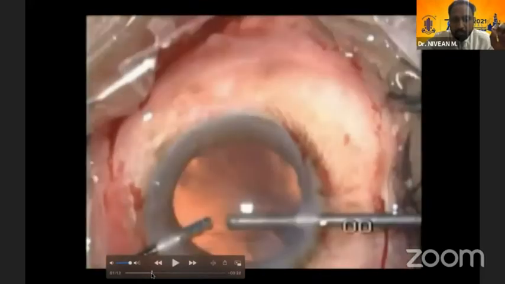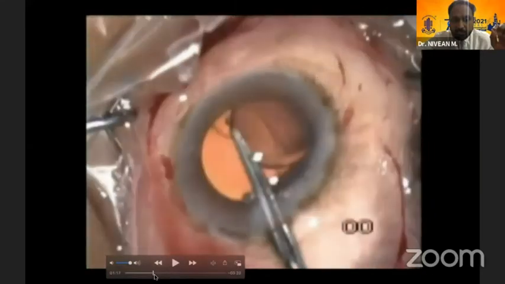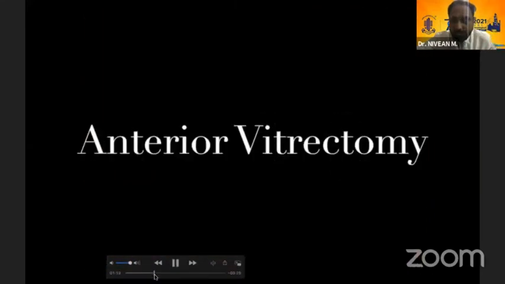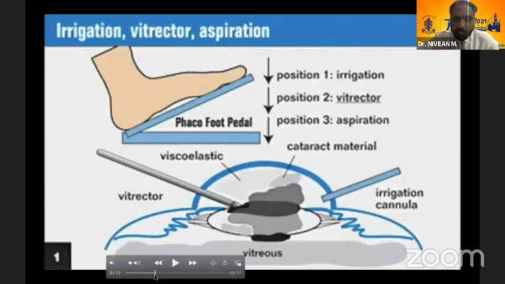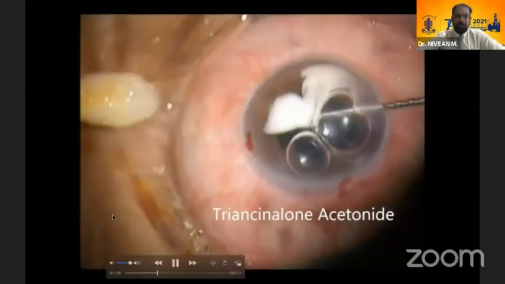Now let us see some SICS cases where we apply these techniques. The first thing every surgeon should know is the anterior vitrectomy. In SICS, we can make another side port. We can use these two side ports to perform the anterior vitrectomy, one using the irrigation, the second using the cutter. First, we have a case of a rent in a small incision.